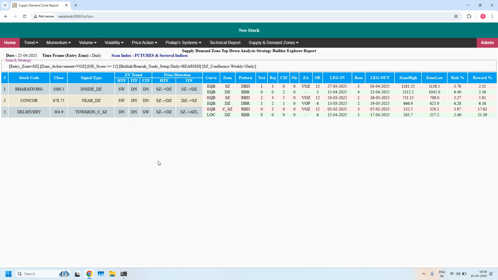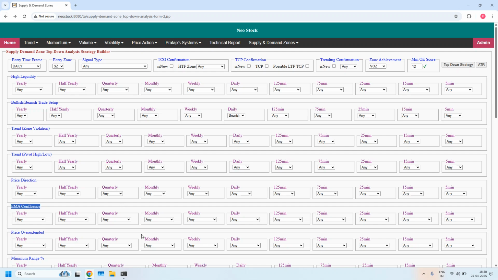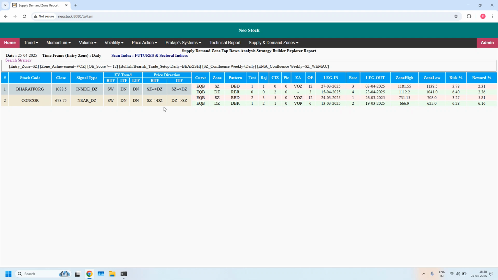If in any of these stocks the weekly supply zone has a weekly EMA, then the overlapped daily supply zones have a higher probability of success. Let's filter. Anyway, the trend is downtrend. Two stocks are filtered. So these two stocks might have a higher probability of success compared to the other stocks. The supply zones, maybe that is the reason why. See, this supply zone is already tested twice. This is already tested once.